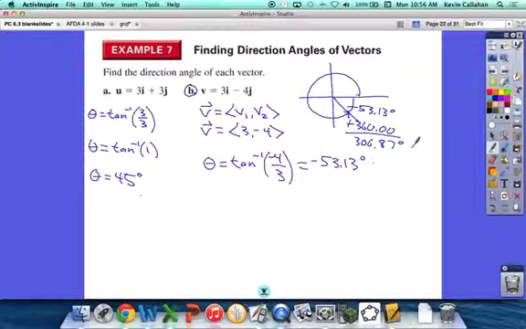Okay. So direction angles, tan inverse. That's the 1 point so far. There's the trigonometry. Right? That's why this stuff comes after the trigonometry stuff.